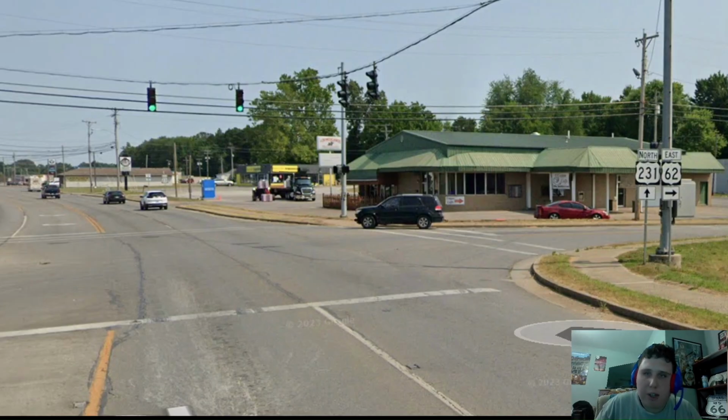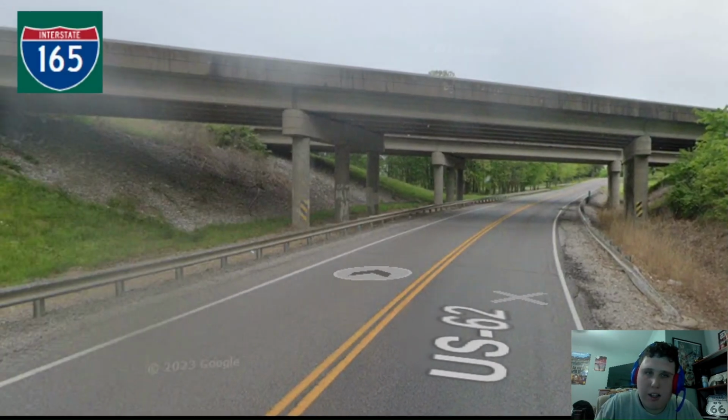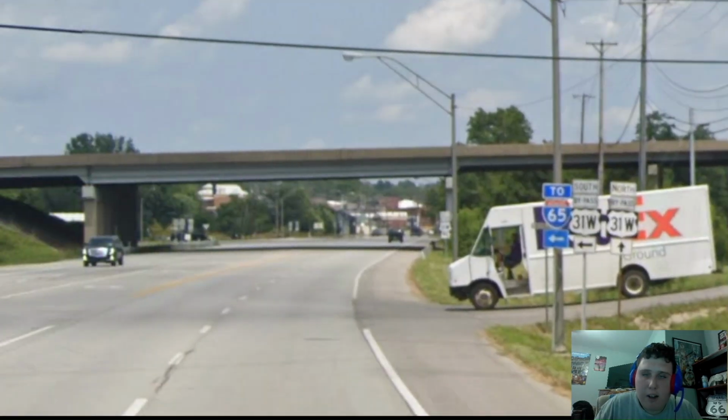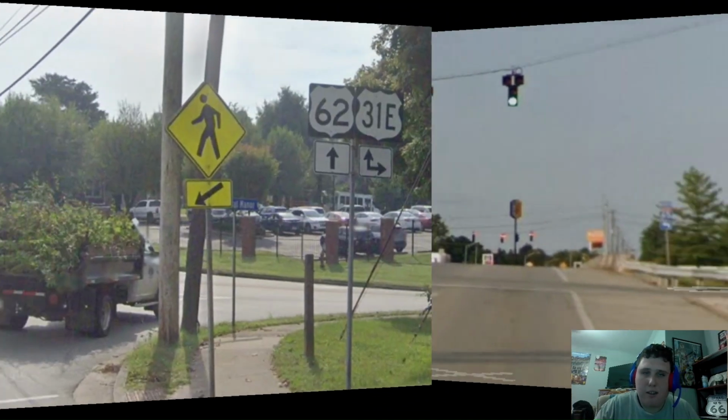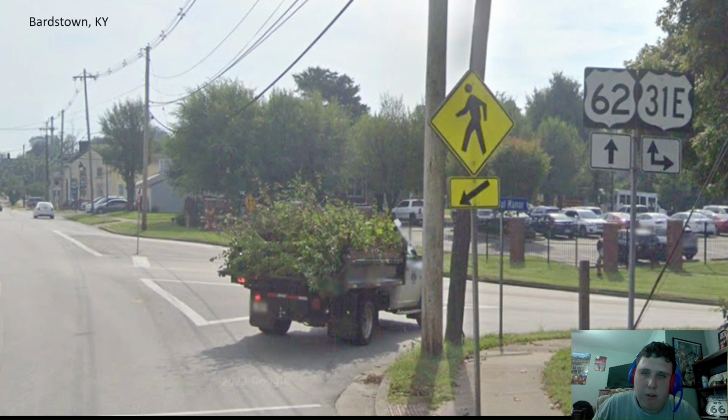Here is US 62 splitting off from US 231, and 62 is going to continue east from here. Here we have no access to Interstate 165, which is actually signed this time. Here we're meeting US Highway 31W, and it takes us into Interstate 65. Here we're meeting Interstate 65 itself in Elizabethtown, Kentucky. US 31E, and 31E and 62 are going to be concurrent as we head through the city.